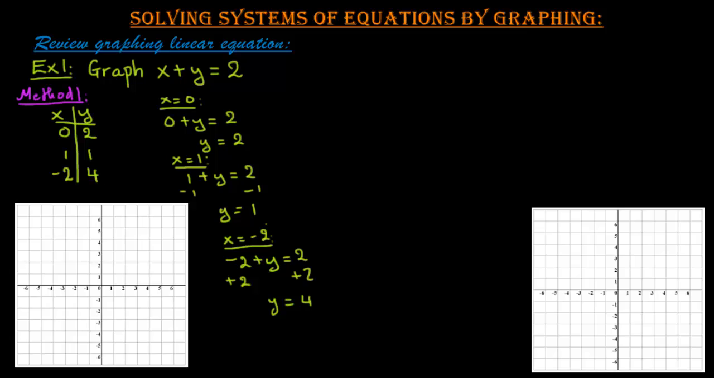So let's graph this one. My point is (0, 2): start at 0 and go up 2. That's my first point. Then (1, 1), that's my second point, right here. And (-2, 4): go to negative 2 and go up 4. That is my point (-2, 4). So we make a line connecting the three dots together, and you will have the graph of the equation, like this.